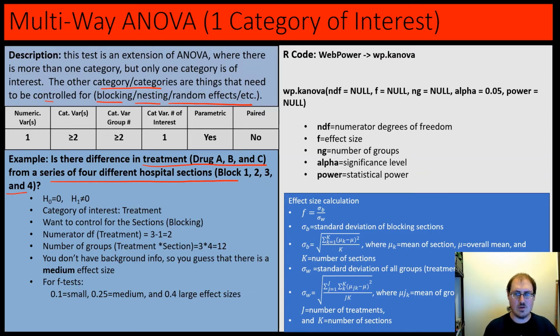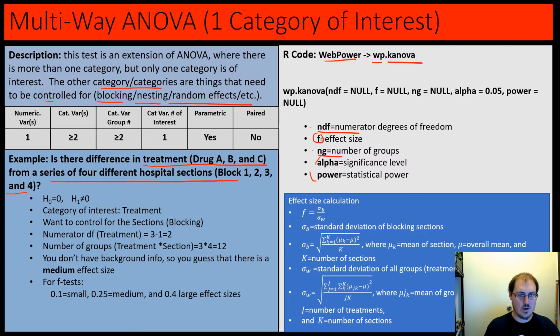So we're going to be using WebPower again, and this is going to be wp.kanova, K as in the number of groups. So we're going to need numerator degrees of freedom, and then number of groups, and just our effect size, alpha, and power like normal. The number of groups here and the numerator degrees of freedom come from our question.